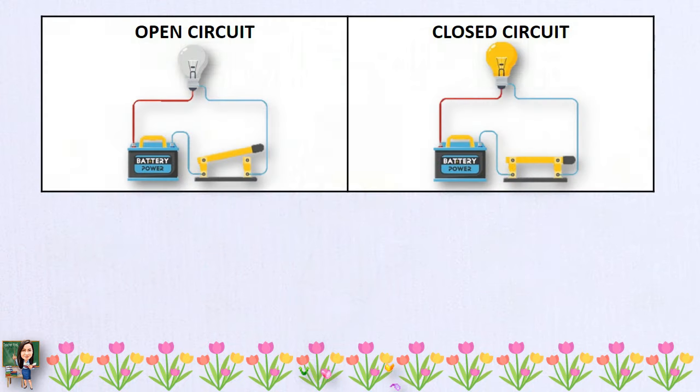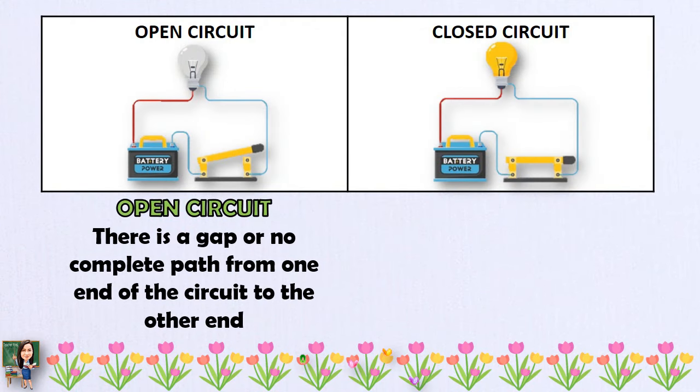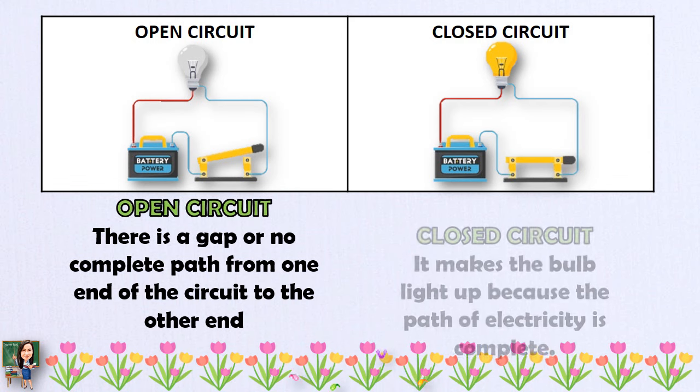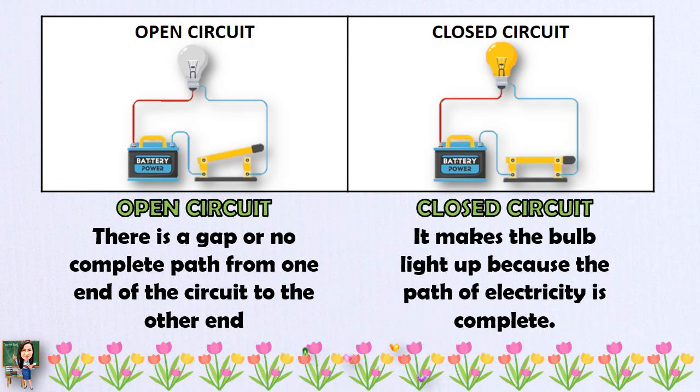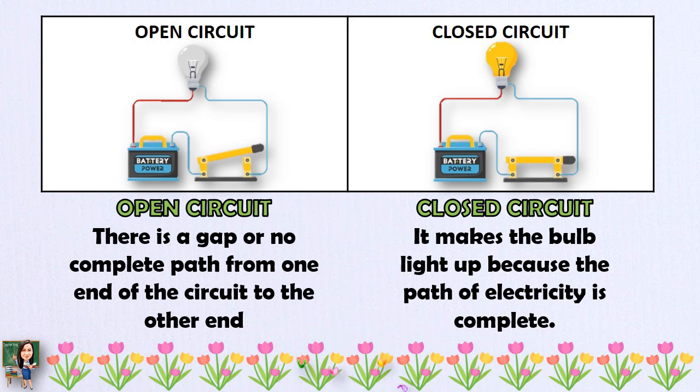Remember, in open circuit, there is a gap or no complete path from one end of the circuit to the other end. In closed circuit, it makes the bulb light up because the path of electricity is complete.